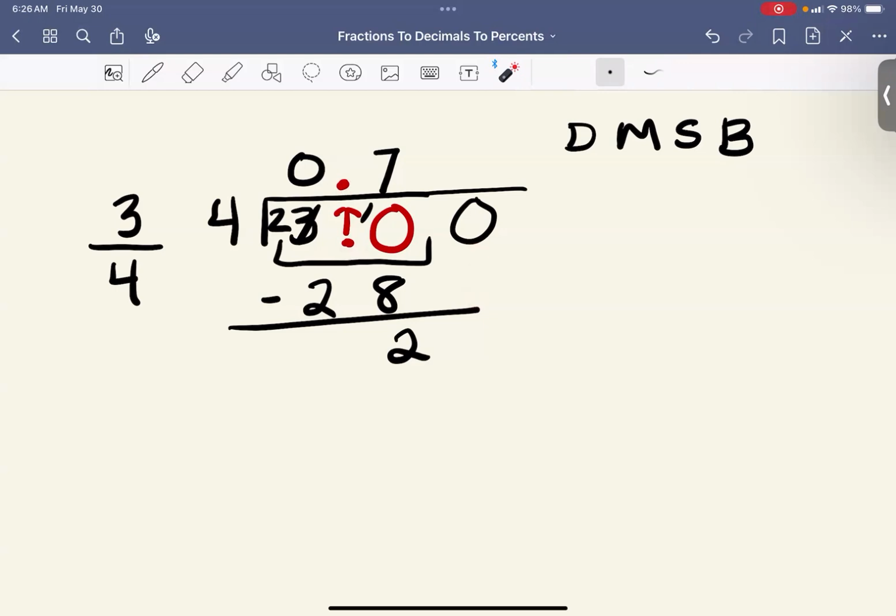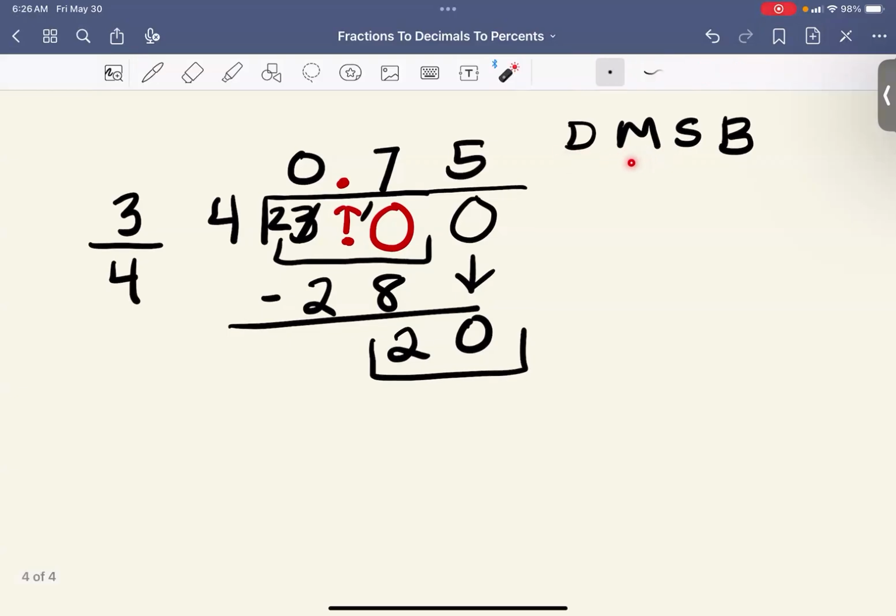So I'm going to bring down a zero. So now the new number is 20. So 20 divided by 4 is 5. So I divided. Next, I have to multiply. So 5 times 4 is 20. Now I need to subtract.